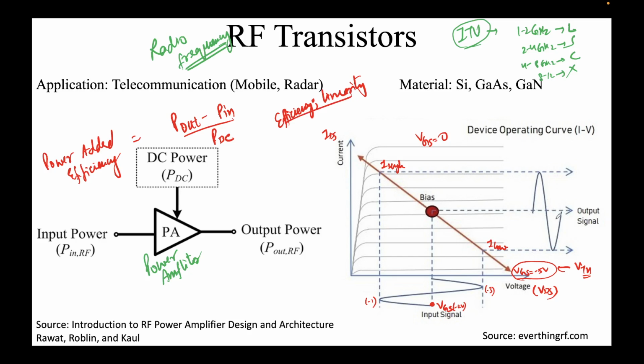Ideally it's like this. If I bias it here, you see the input signal will be sinusoid, but the output signal will be clipped, because only one half of the cycle will be contributing to the current. There the linearity is not there. It's only sinusoidal in one half, not sinusoidal in the other.